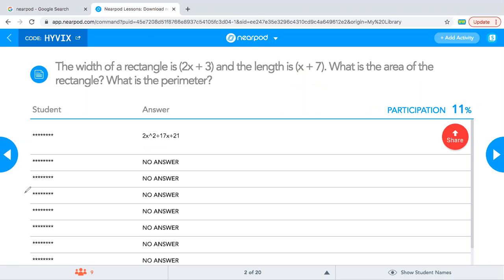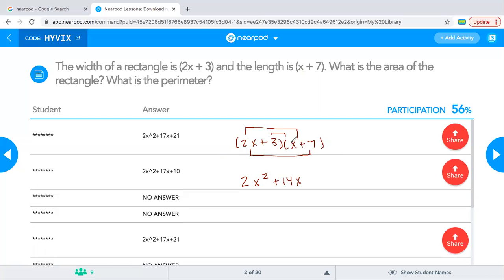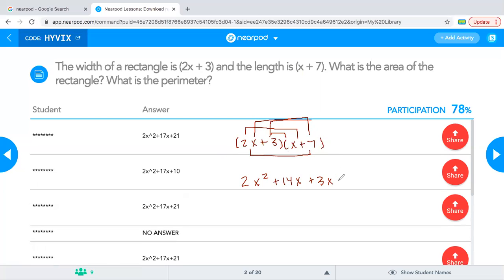So with the FOIL, are you going to get the same answer? Yes, you should get the same answer. So let me show the FOIL method. The first terms, 2x times x, is 2x squared. The outer terms, 2x times 7, is 14x. The inner terms, 3 times x, is 3x. And then the last terms, 3 times 7, would be 21. So yeah, you should get the same exact answer.